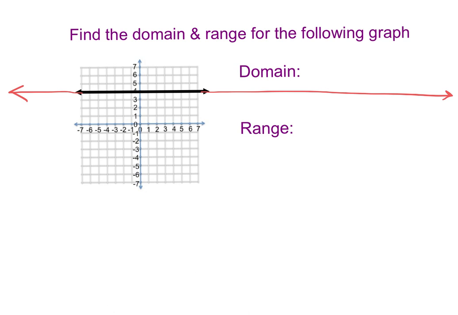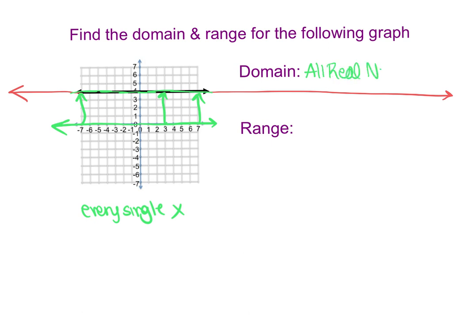So if I take a look at the x values here, I notice that this graph is going horizontally left and right. So this graph is going forever to the right and forever to the left. If the graph is going forever to the right and forever to the left, it means I'm going to need every single x value to make points on that graph, because I need this x value to make this point, this x value to make this point, this x value to make this point, so on and so forth. So if I need every single x value, I can in fact write all real numbers.